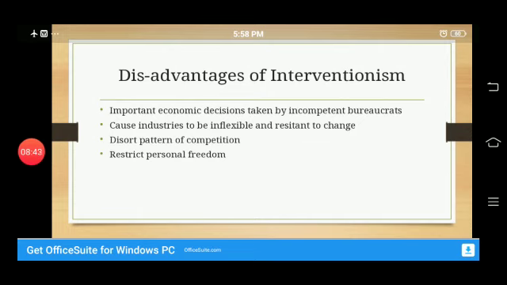Now, what are the disadvantages of interventionism? Number one is that important economic decisions are taken by incompetent bureaucrats. Sometimes what happens is that a few economic decisions affecting the wealth of millions of people are put into the hands of a small number of incompetent bureaucrats. Number two is it causes industries to be inflexible and resistant to change, meaning the profit motive which frequently impels the introduction of new technologies and methods is artificially constrained.